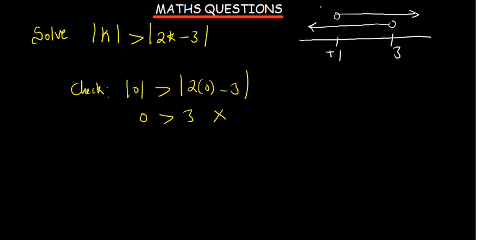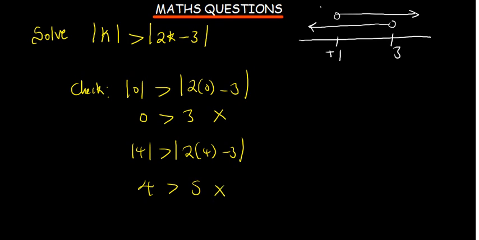Let's try to get a value above 3, like a 4. So absolute value of 4 is greater than absolute value of 2 times 4 minus 3. So absolute value of 4 is a 4. 2 times 4, that is 8. 8 minus 3, that's a 5. Is this condition also true? No. We can try to check between 1 and 3.